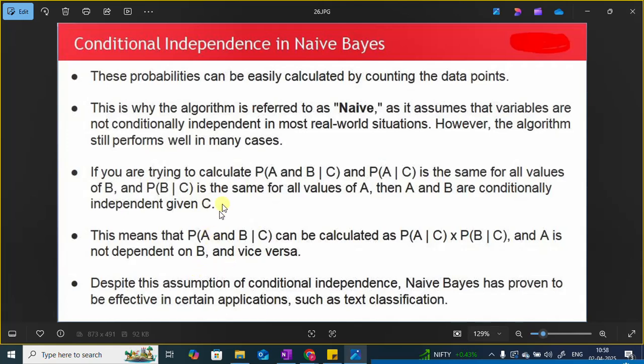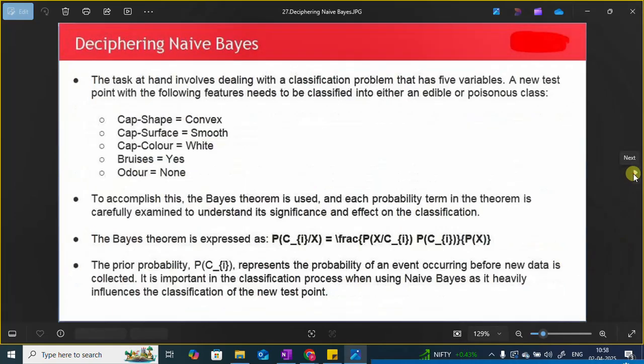Try to read this, and you'll get much more clarity. Despite this assumption of conditional independence, Naive Bayes has proven to be effective in certain applications such as text classification and more.